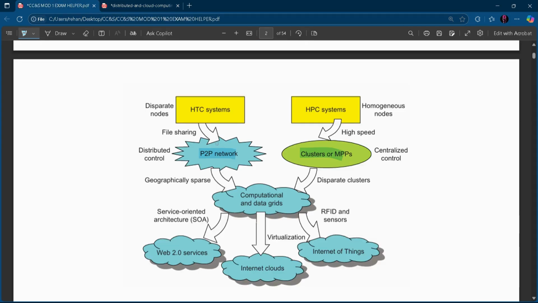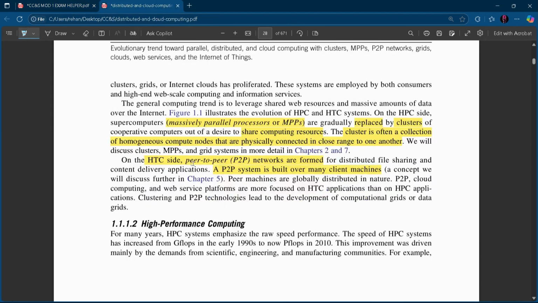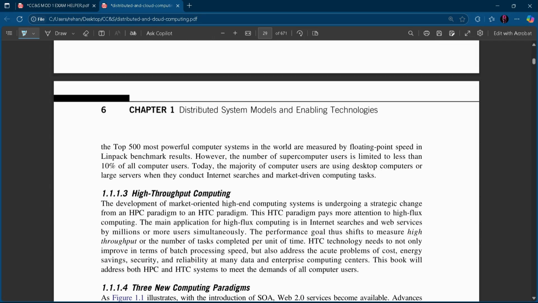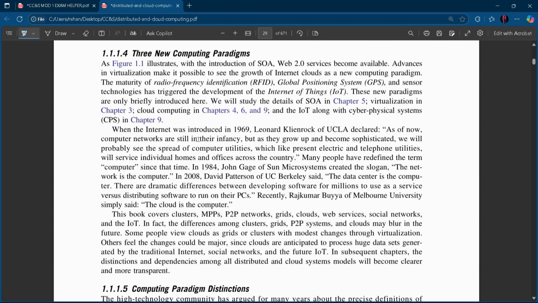Then both forms are given, see, disparate clusters and geographically sparse computational and data grids. Three are there: Web 2.0, internet clouds, and Internet of Things. If you remember internet clouds, that is SOA, service oriented architecture. You can imagine this. So these are the major paradigm shifts. High performance computing and high throughput computing are basically the same thing.